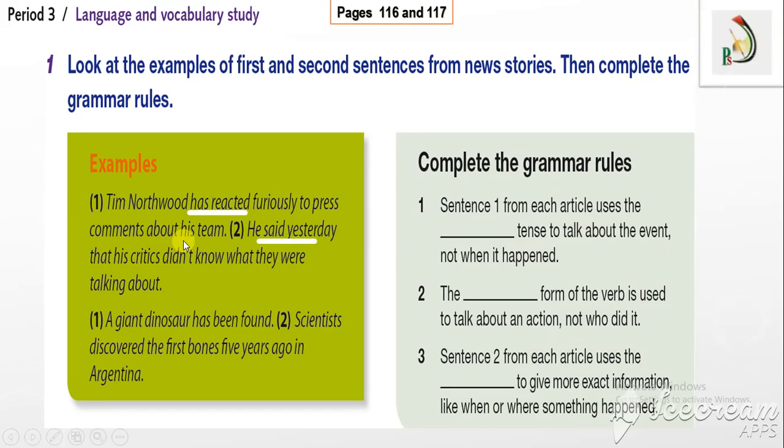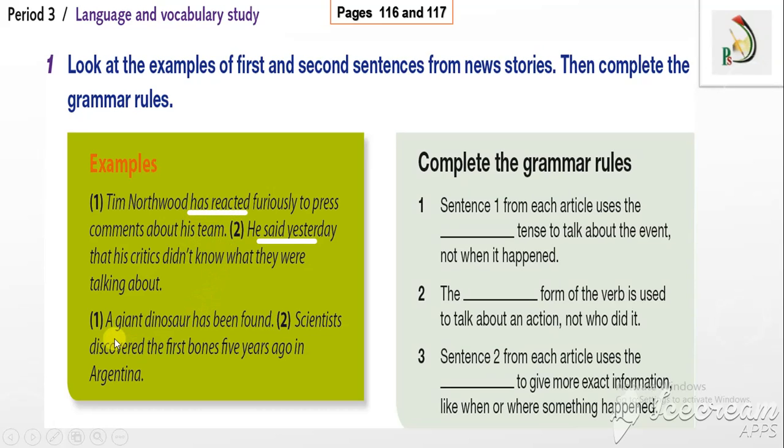So here the point is that in the news stories, when we mention the time, when we mention the date or the day, we use past simple. This is past simple, said yesterday. But in number 1, we did not mention any time signal. So we used present perfect.